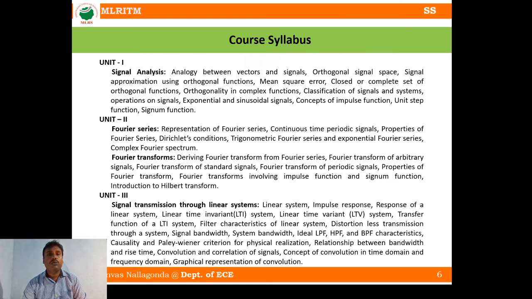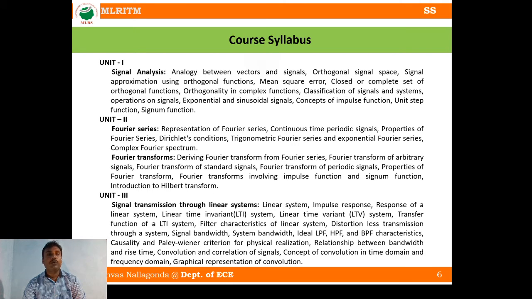And this is the syllabus of signals and systems as per JNTU University. This is our affiliated university. So the detailed syllabus is given here. Unit 1 represents signal analysis. Particularly we discuss the analogy between vectors and signals. What is meant by a signal? What is the signal space? What is an orthogonal function? Mean square error? What are complex functions, what is the classification of functions, and operations on signals? Different types of elementary signals will be studied in unit 1.